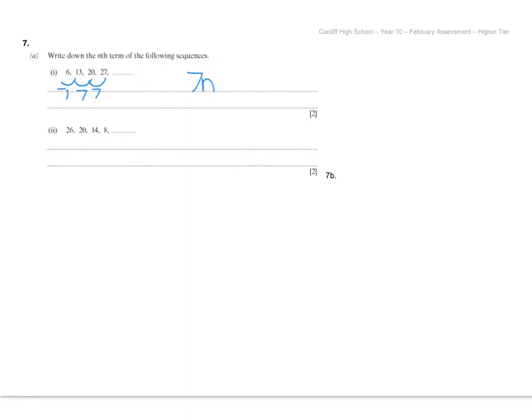would be 7, 14, 21, etc. And we can see that the sequence we wanted is actually 1 down from that. So we've just got to subtract 1 off of each term.